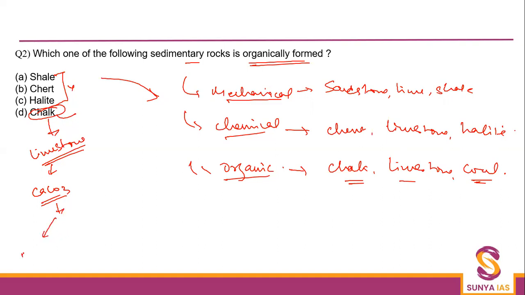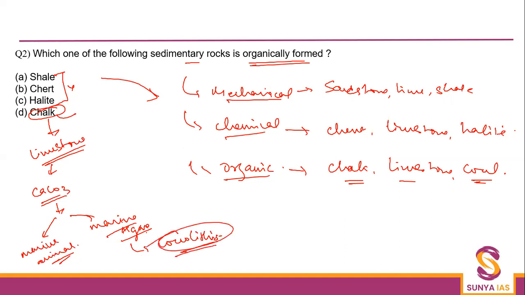So from the shells of marine animals and marine algae, from the calcium remains of marine algae and marine animals. These marine algae are also known as coccoliths. So these are organically formed. Here the correct option would be option D, that is chalk.